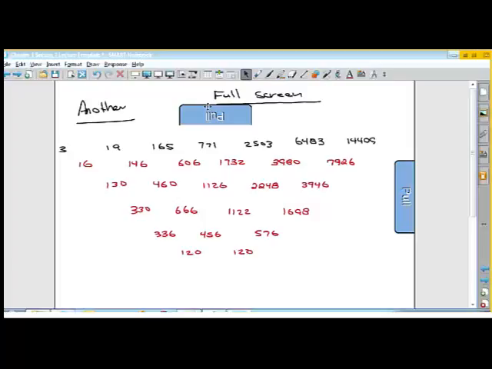And so you don't see any pattern there, so we go to the next, we do the same thing. Next we take 146 minus 16 gives us 130. 606 minus 146 is 460. Continue on. Again, no pattern. You keep doing this. 460 minus 130 is 330. And finally you get down to the bottom here. We see you get 120 for each place.